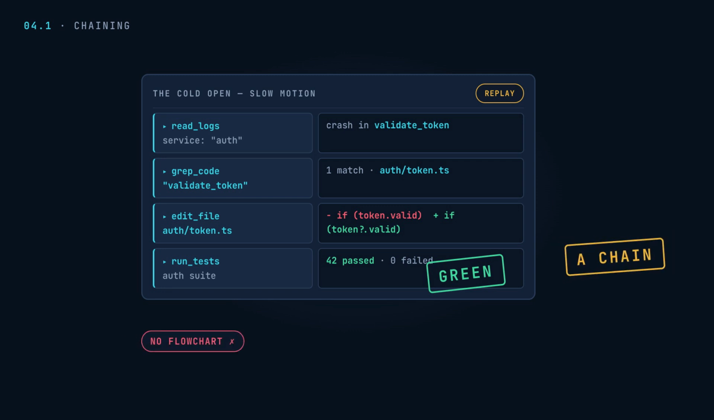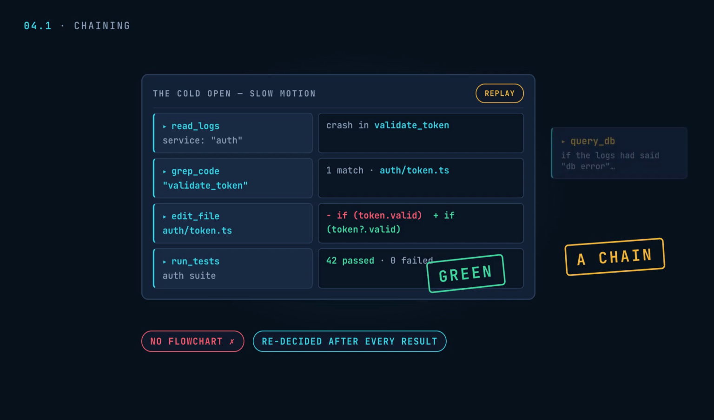And notice what's missing. There is no flowchart, nobody scripted logs, then search, then edit. The model redecided after every single result. If the logs had shown a database error instead, the chain would have bent that way. That's what makes this flexible. And that's what makes it powerful.